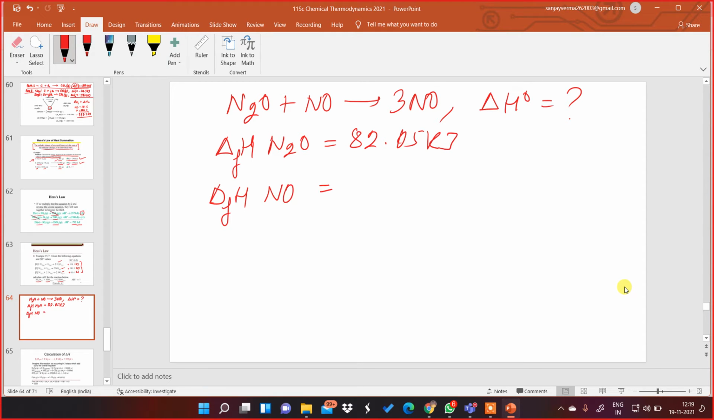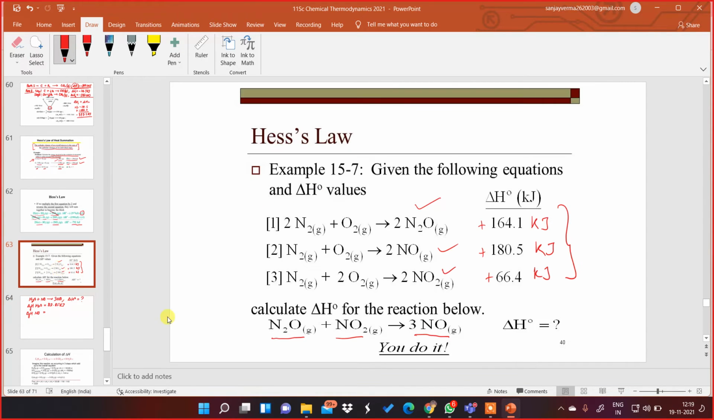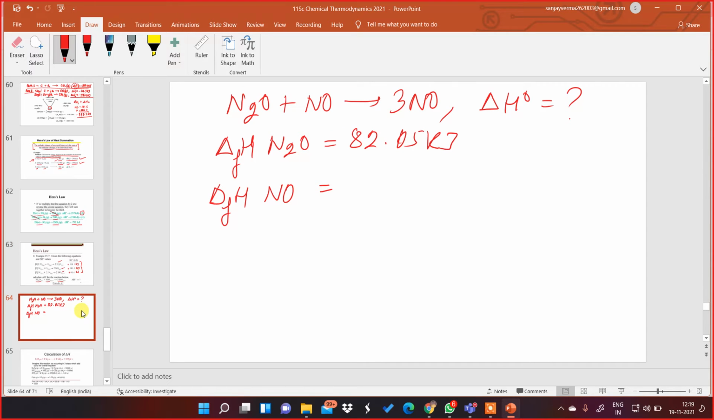And similarly, delta H for the formation of NO will be how much? Because twice NO is given as 180.5. Here NO is three times. Sorry, this one is NO2. Just check the equation. This one is NO2. So delta H F for the formation of NO is given, so this one has to be two times. This N2O is one time only, but delta HF for the formation of three molecules of NO should be how much?